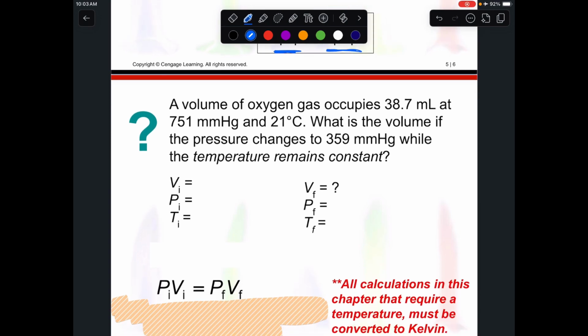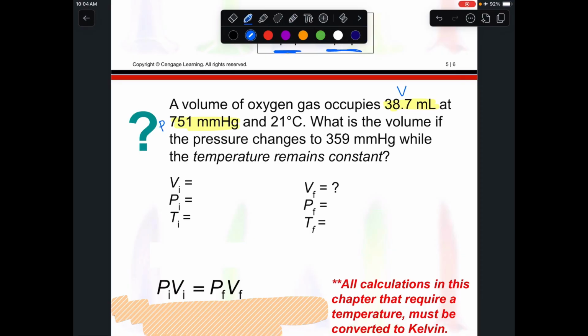So we have a volume of oxygen gas, and it occupies 38.7 milliliters. So immediately when I'm working with these problems, I like to kind of underline or highlight the relevant information as I go through the problem. And I also like to indicate what variable it is because you're going to have to figure out what equation to use depending on the variables provided. So if I see 38.7 milliliters, I'm going to go ahead and immediately put a V for volume because liters is volume. And at 751 millimeters of mercury, and that is a pressure at 21 degrees Celsius.